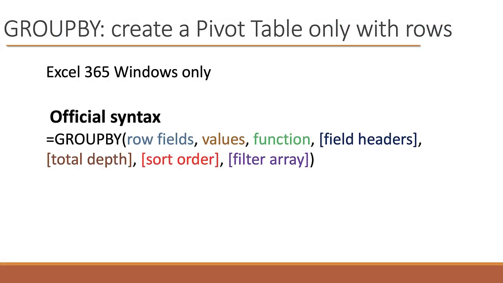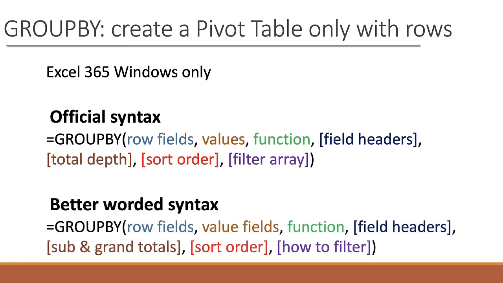So this function looks a little complicated, but it has only three required arguments: row fields, values, and function. The rest of the arguments in square brackets are all optional, but you'll probably want to use them. Also, I'm not really crazy about the wording of the options, so I renamed them a little for you. So in those first three arguments, we decide what are the row fields, what values field are we calculating, like sales or something, like we have in our example, and then that function. So that's those three required arguments.